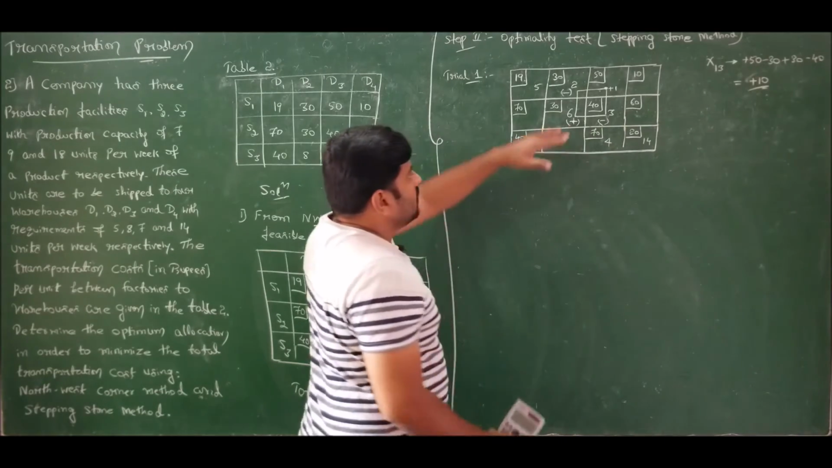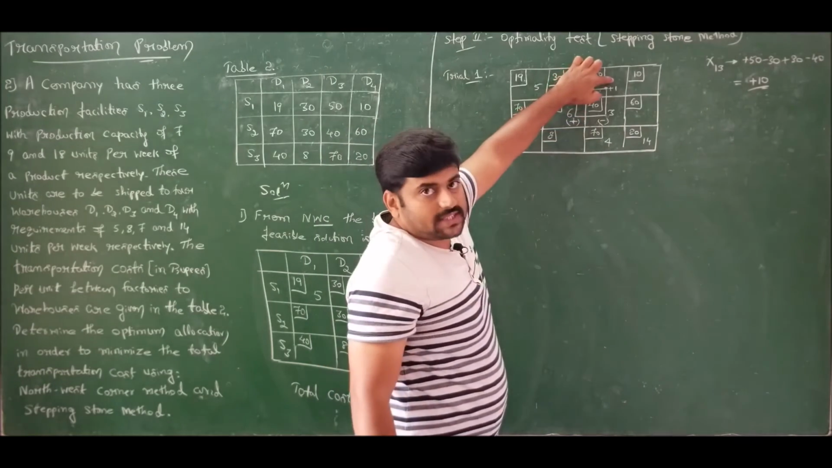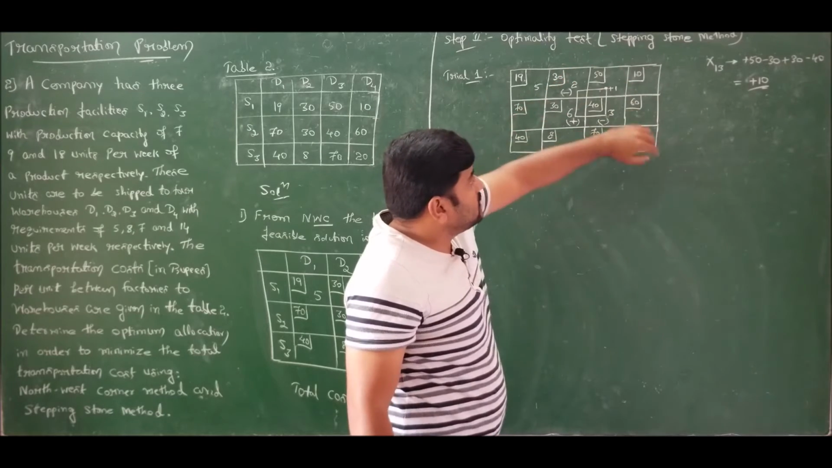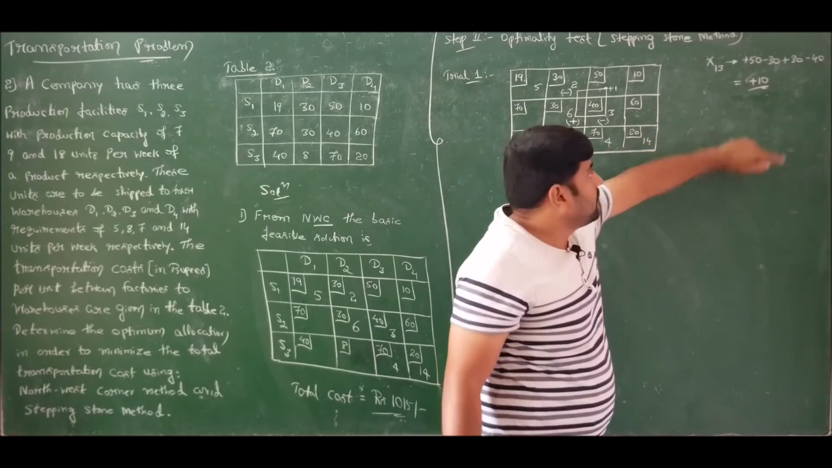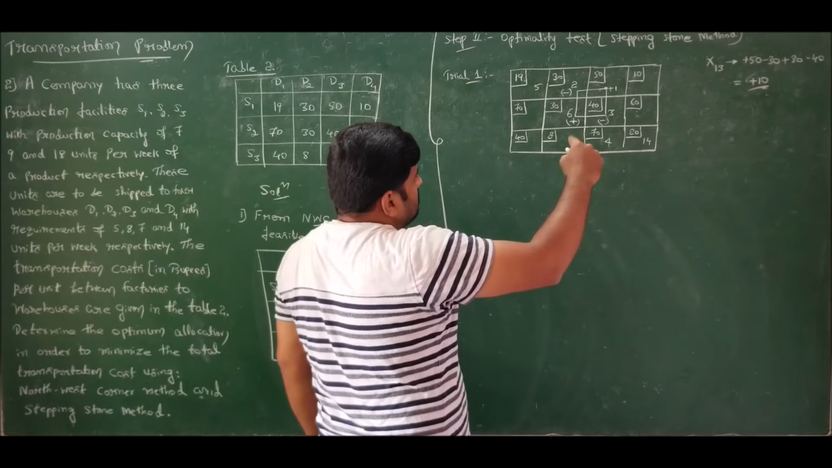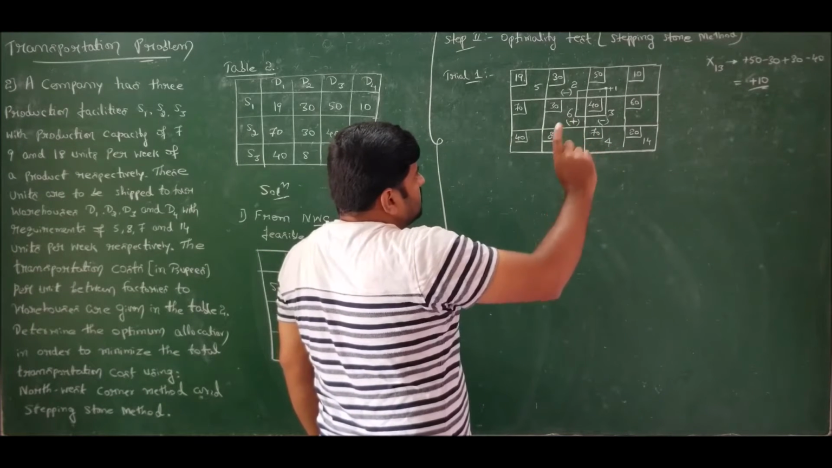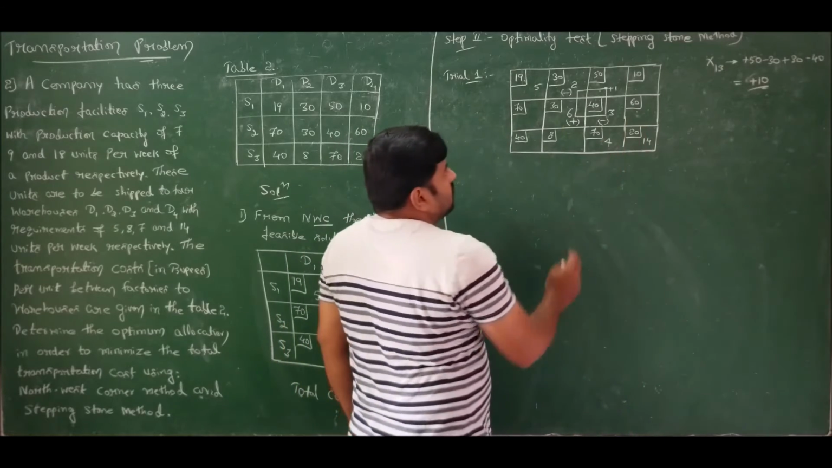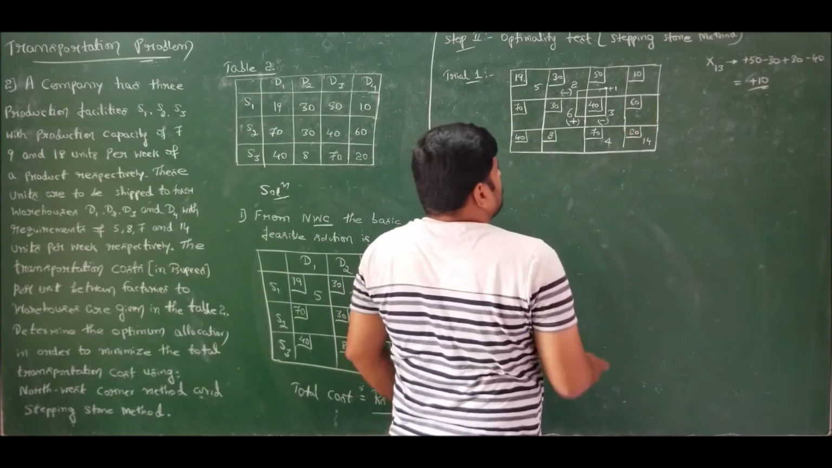So therefore the allocation to this cell is a waste, because it further increases the cost, right? Plus 30 minus 30 will get cancelled, and 50 minus 40 is 10, correct? So this is ruled out. Next we will allocate here and see what happens.